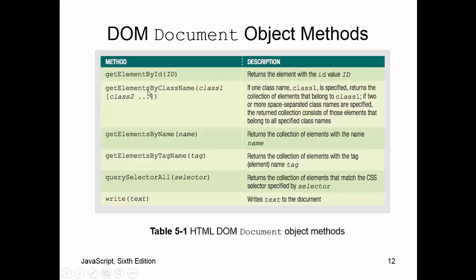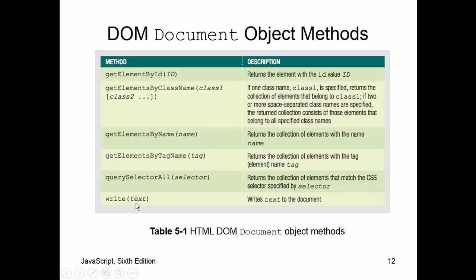getElements with an S by class name. That will grab every element that adheres to the class name that we put in. getElementsByName, as it says, returns a collection of elements with that name. getElementsByTagName, so for instance, if I wanted all li tags, all right, querySelectorAll returns the collection of elements that match the CSS selector that you put in here. And write, which writes text to the document.